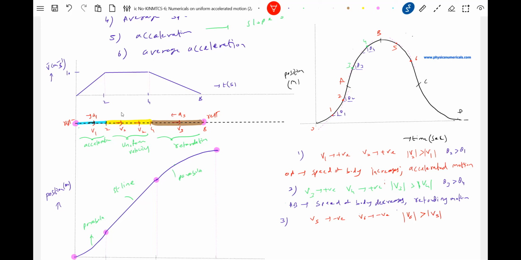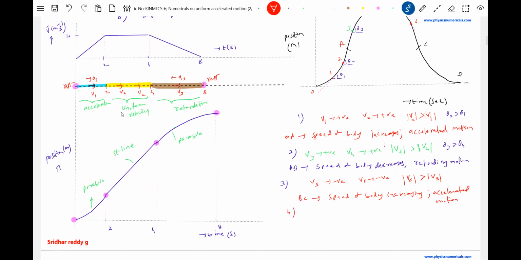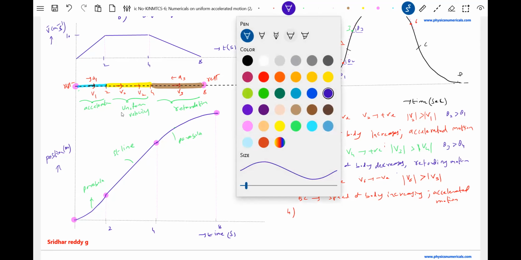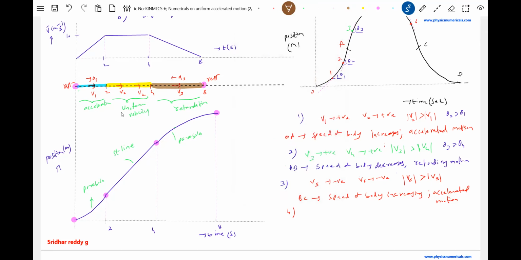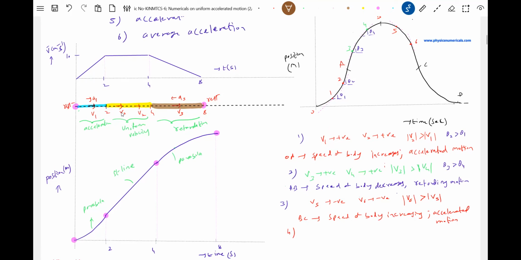So what's happening to the speed of the object? It is increasing. So for BC, what can we say? The speed of the body is increasing and it is said to be accelerated motion. In what direction is it moving? Towards left, because V negative means it is moving along negative x. That I'll indicate in the other diagram. There's a fourth one; we'll explore the last one. Now the last part, CD.